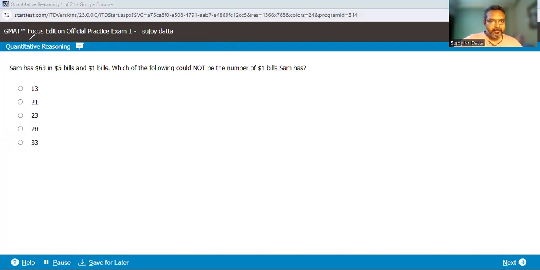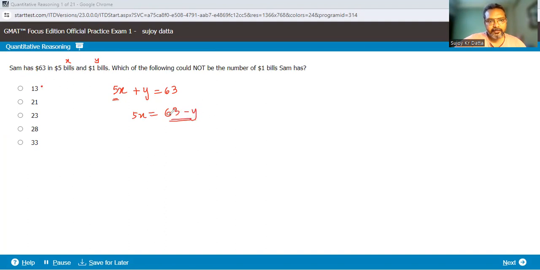So this guy has $63 in $5 bills and $1 bills, which cannot be the number of $1 bills. Okay. So we basically have 5x if there are x $5 bills and y $1 bills. So 5x plus y should be 63. And we need basically 5x to be 63 minus y. So this should be divisible by 5.